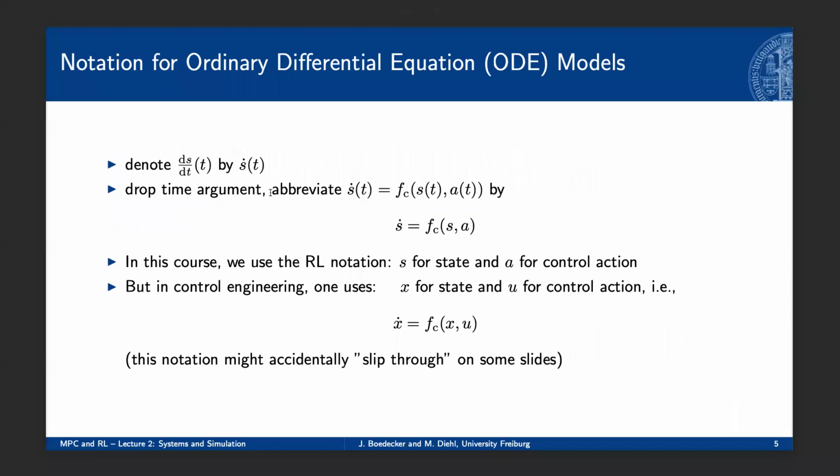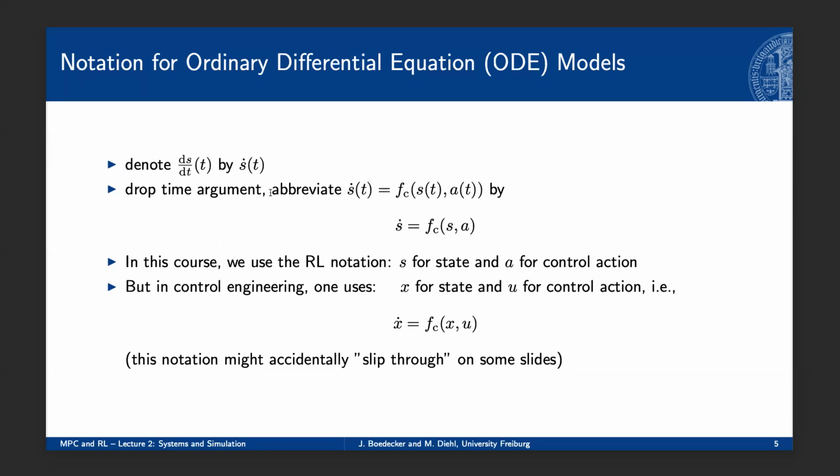For them, I should say that we use a special notation, which is pretty standard. We denote the time derivative of a state by s dot. This is, I think, going back to Newton, even this notation. Then we often drop the time argument. We abbreviate s dot of t by the equation just below, s dot equals f_c of s and a. Yeah, so we drop this time argument because it just makes our formulas lighter.